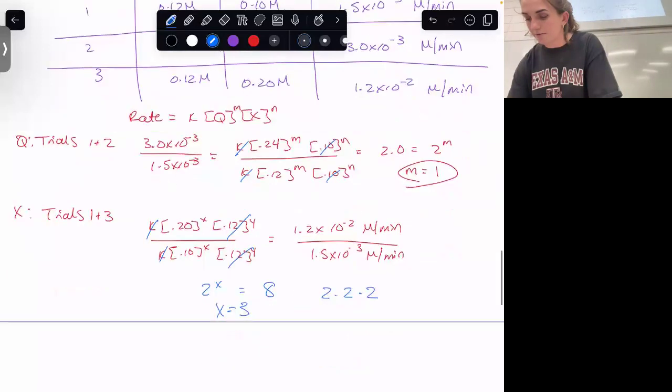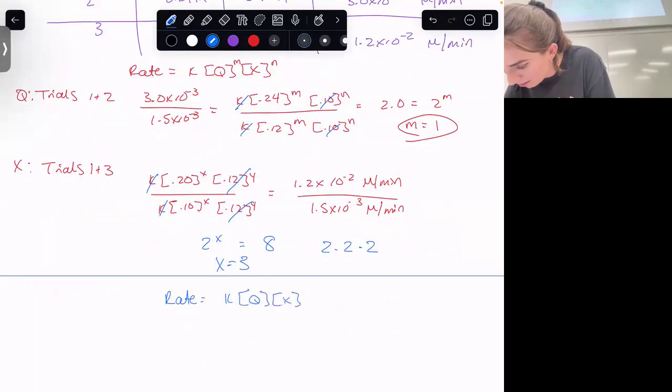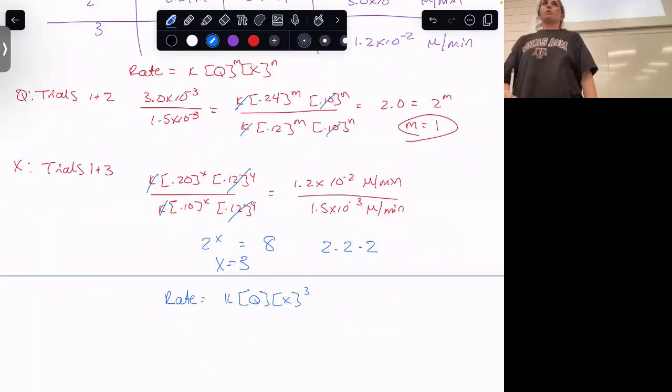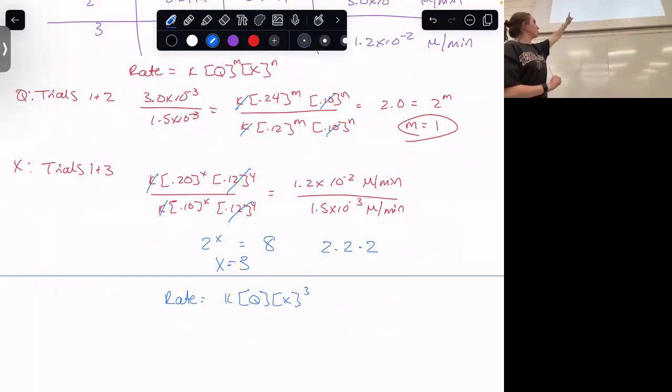So overall, our rate law becomes k times q times x to the power of 3. What is the overall order for your reaction? It's 4, right? And we got that by adding up 1 from q and 3 from x.